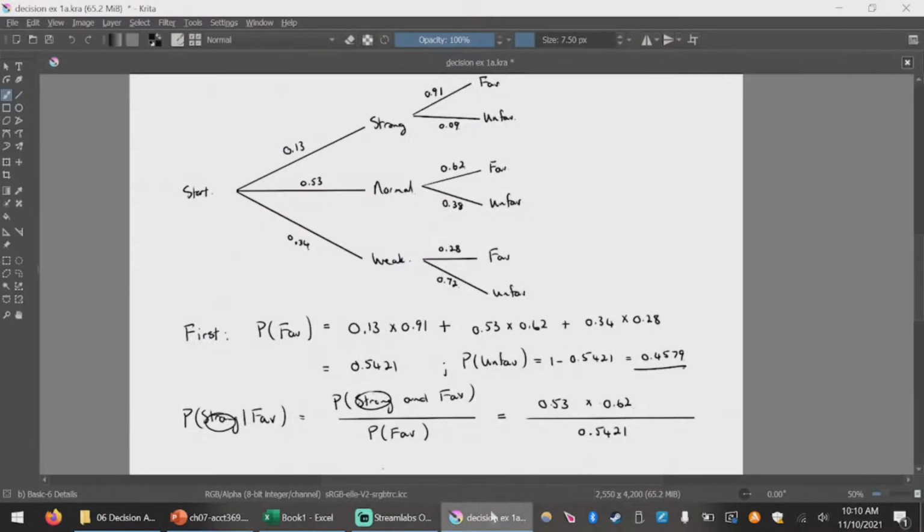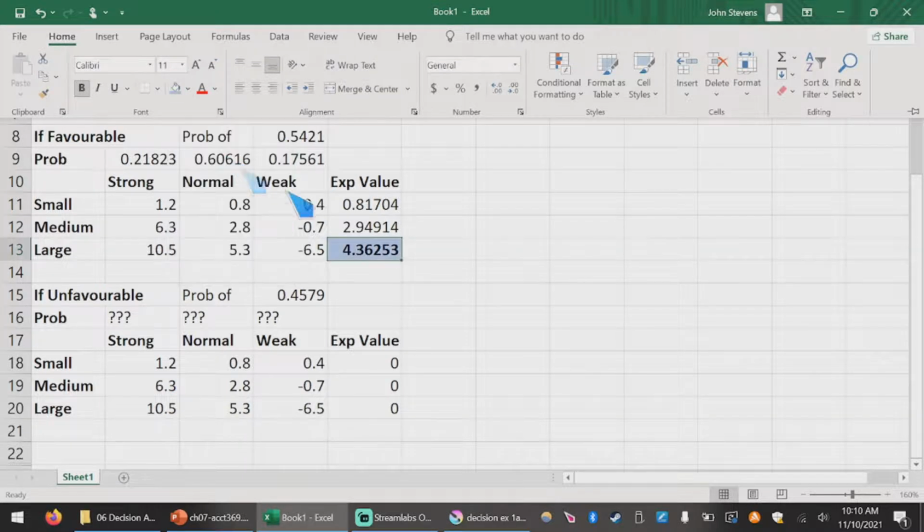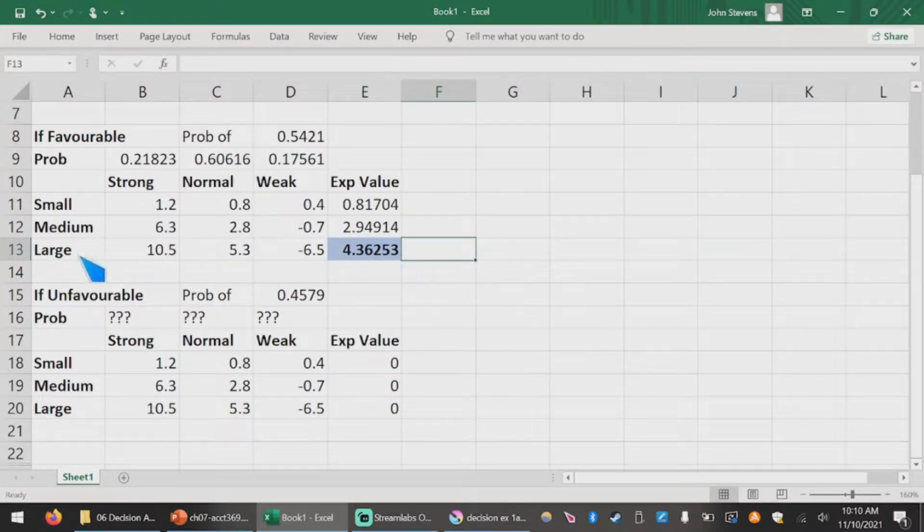And we have one more. We hopefully see the pattern. Weak and favorable will be this 0.34 and 0.28. 0.34 times 0.28 divided by favorable, which is right there, and I get this. So if the market survey says favorable, let's actually put color on that. Let's go blue. Then I would pick a large order and I would make an expected profit of 4.36-ish thousand, right?